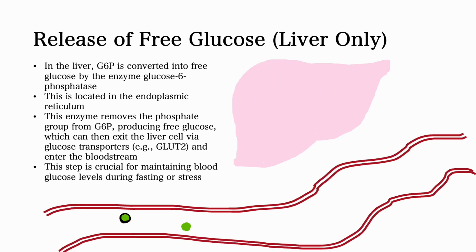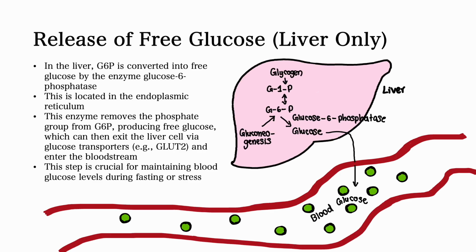And finally, step 4, release of free glucose. This only occurs in the liver. In the liver, glucose 6-phosphate, also called G6P, is converted into free glucose by the enzyme glucose 6-phosphatase. This enzyme removes the phosphate group from G6P, producing free glucose. Free glucose then can exit the liver via glucose transporters, for example, GLUT2, and enter the bloodstream. This step is crucial for maintaining blood glucose levels during fasting or stress.